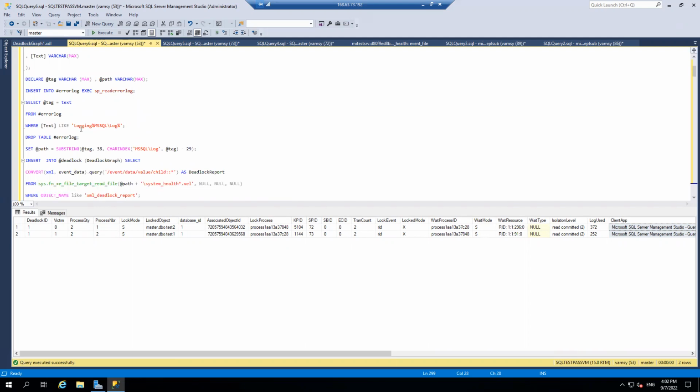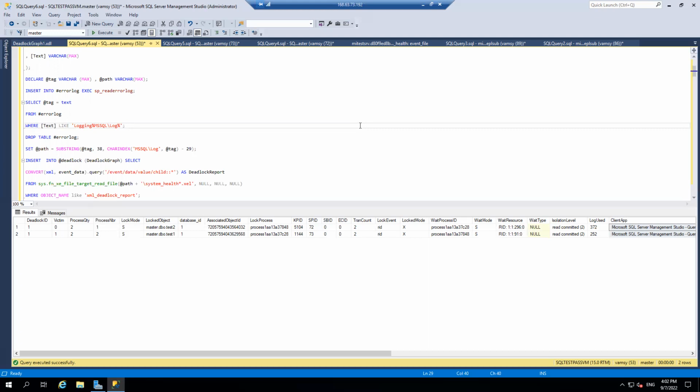If you see here, I am checking the logging, the MS SQL log. What it is doing is searching for the system health session event file, that is the system_health.xel file. So it is fetching the deadlock information through the script from this file. I understood that through the script you are pulling it.